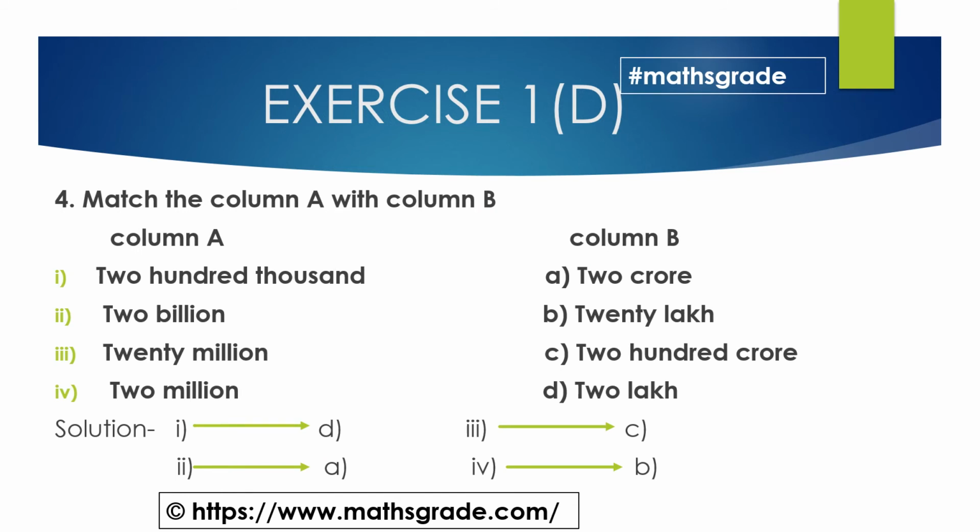Now we solve question number 4. Question number 4 is: match column A with column B. Column A is 200,000, which matches with 2 lakhs. 200,000 is equal to 2 lakh. So 1 matches with D. Then 2 billions is equal to 2 crores, which matches with A. Then 20 millions is equal to 200 crores; 3 matches with C. Then 2 millions is equal to 20 lakhs, so the fourth matches with B.